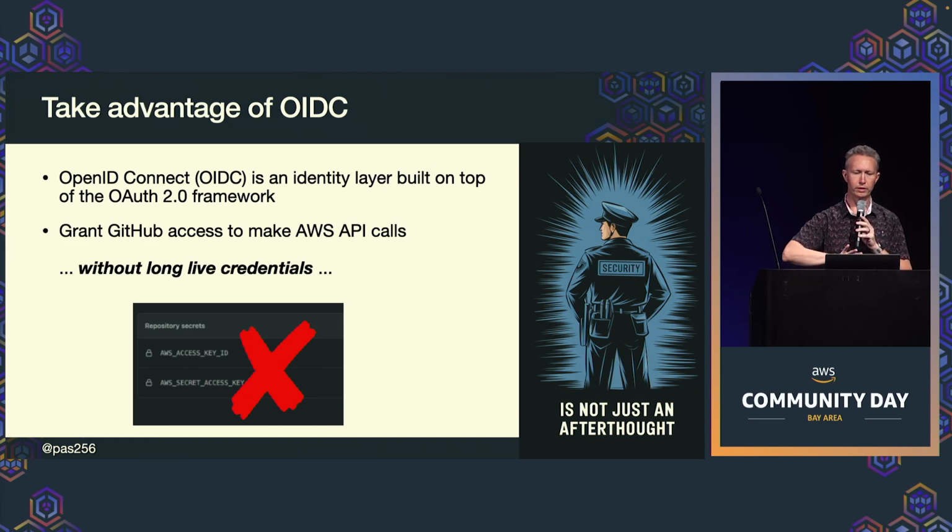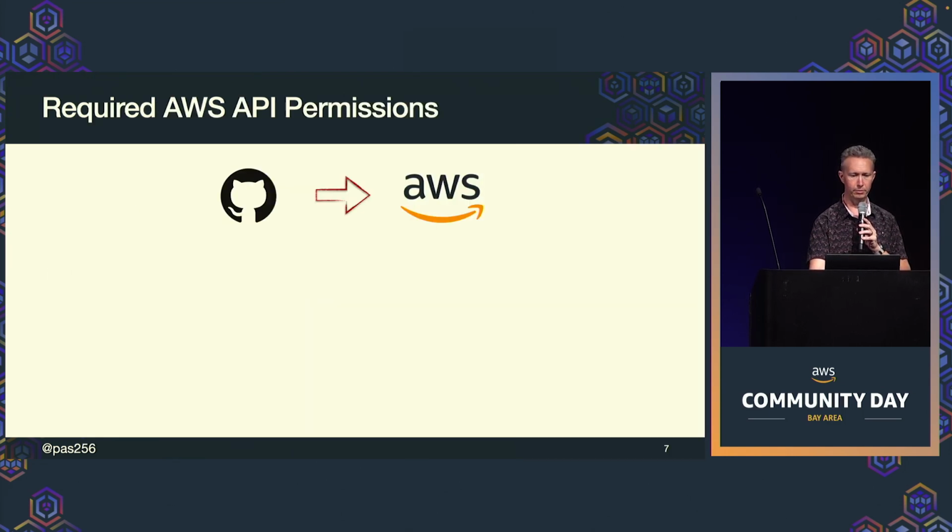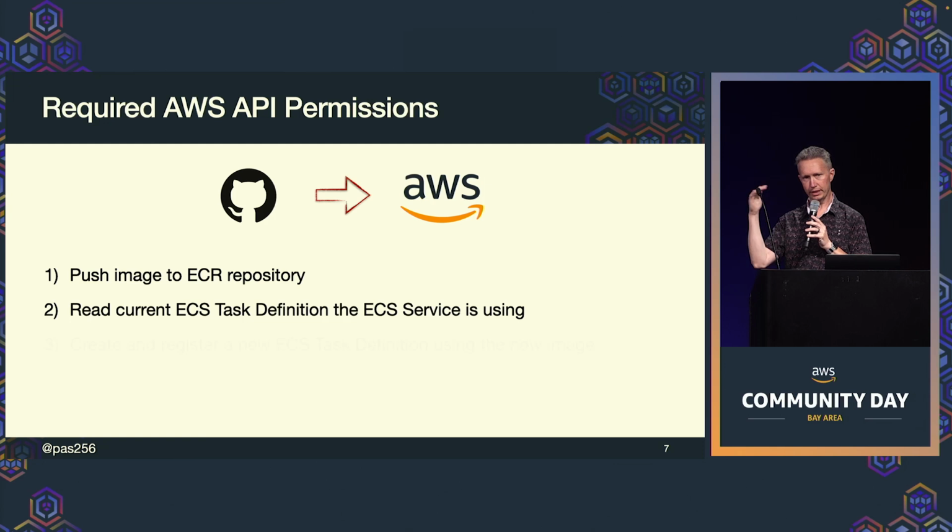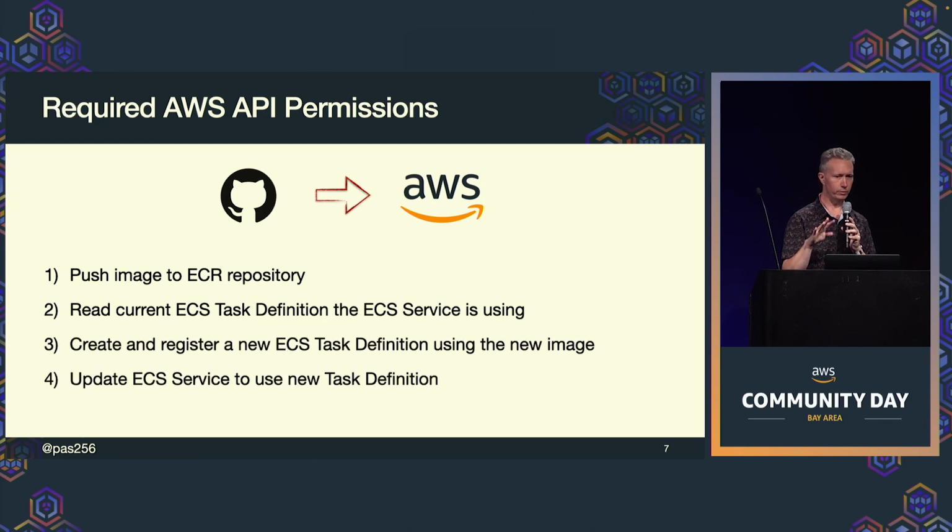And so in order for your GitHub to do all of the things that we want it to do in AWS, I put together sort of like, these are the things that we need it to do. There are 4 steps. So first off, we need to deploy the image to ECR. We need to read the current task definition and the service that is using it, make a new task definition, and then update that service. So they're the 4 things that we need to do.